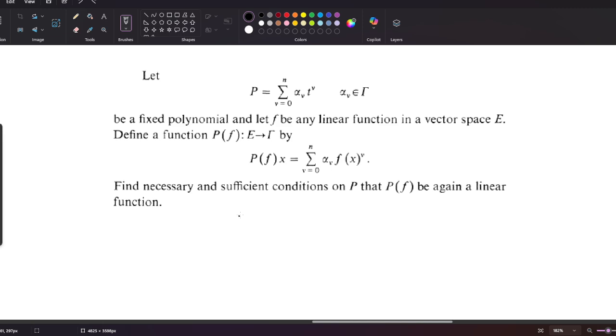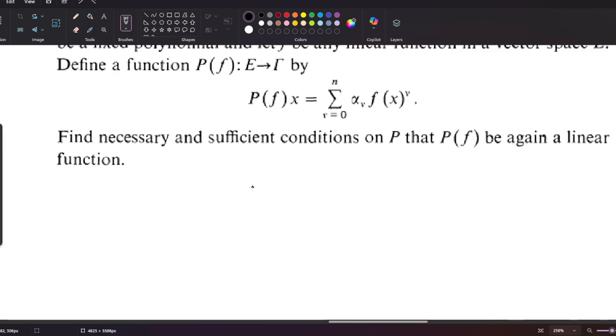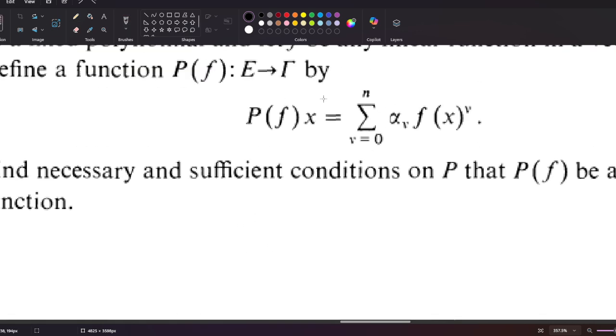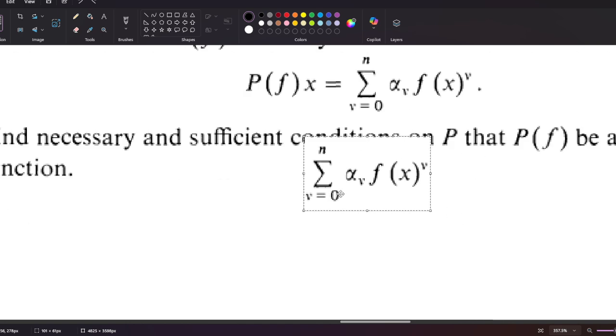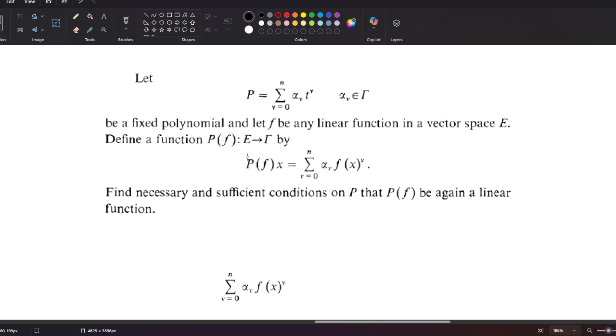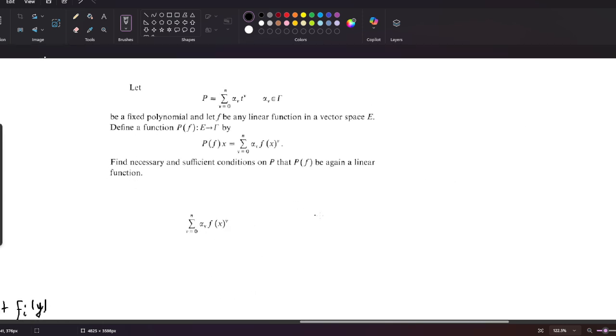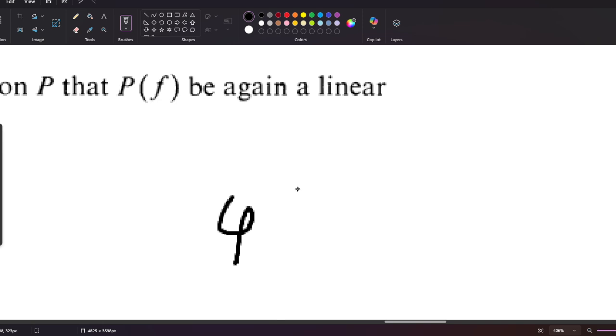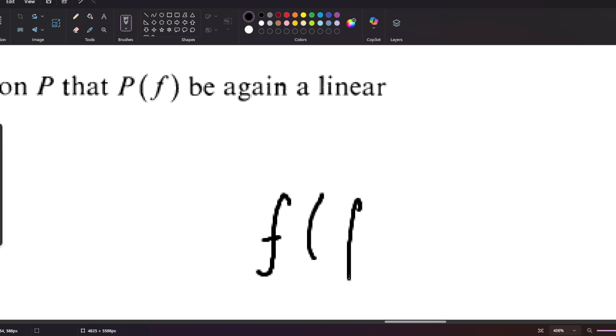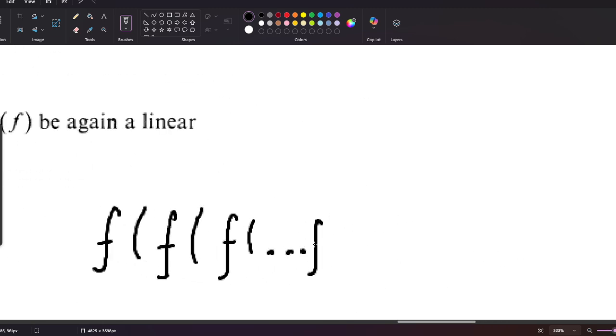Okay, so let's look into p(f)(x). Let's just take this over here. Now the thing is, we know that f is a linear function, and that will mean that if we were to just, okay, that's phi, not f. If we were to just take f and sequence it continuously like this, till the end, we have something here, x.